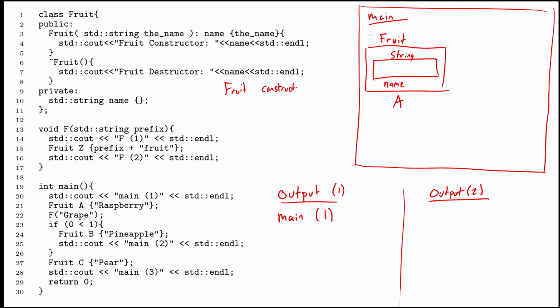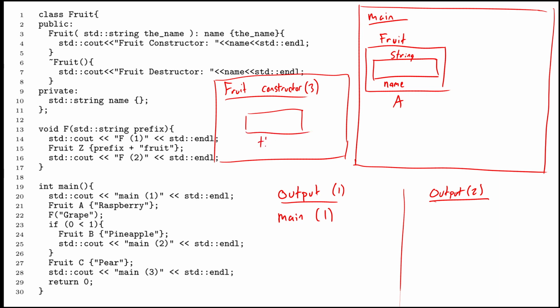So there's the fruit constructor. I'm going to indicate that it's the constructor on line 3. So I draw it a scoping box, and I set up its arguments. Okay, so its arguments are a string called the name.